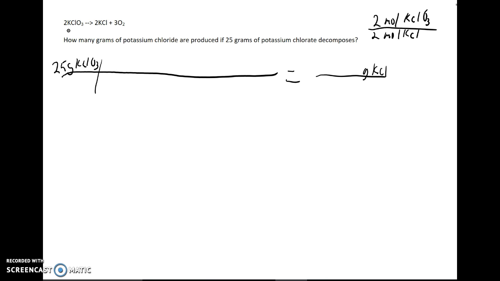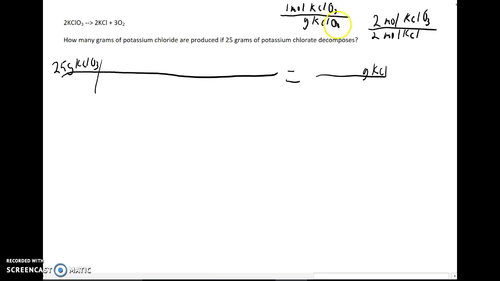So here I see grams, and that's a keyword that I need the second conversion factor, which is molar mass. So I need a molar mass conversion factor for this substance. So 1 mole of potassium chlorate has a mass of however many grams of potassium chlorate.